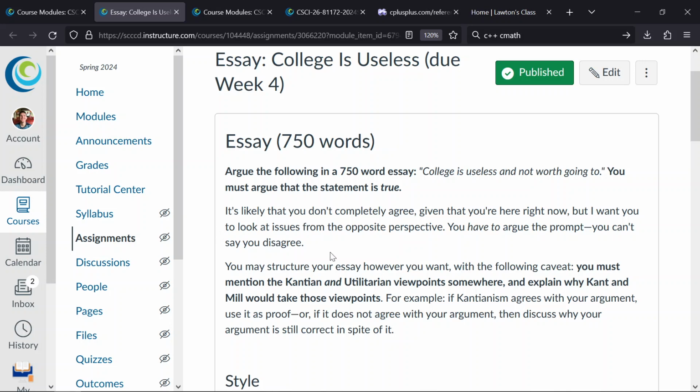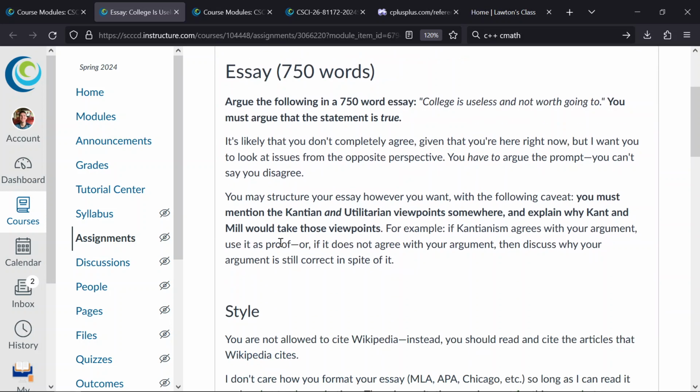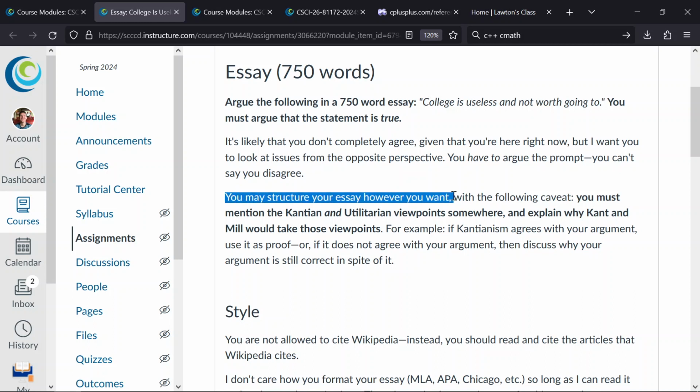I want to hear some counter-arguments to those things. So, here is how I want the essay structured. It could be in any way. I am not requiring you to cite anything yet, so do not worry about citations if you do not want to cite anything. You can structure the essay however you want, as long as I can read it.